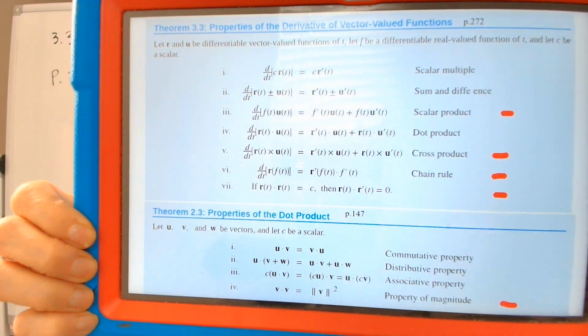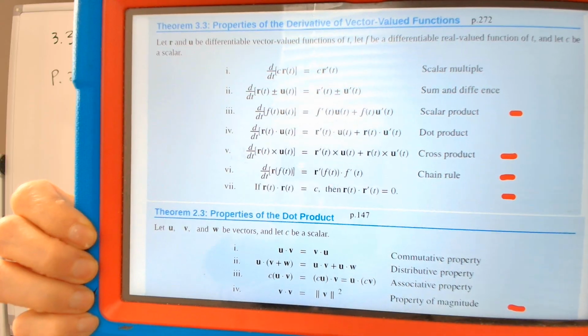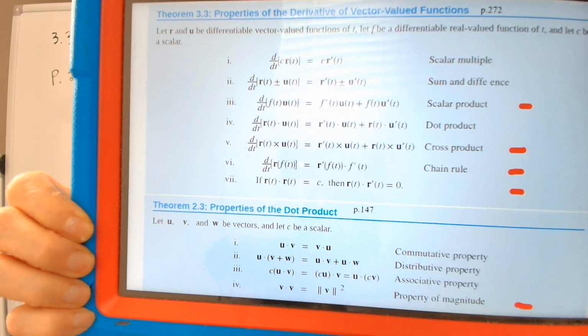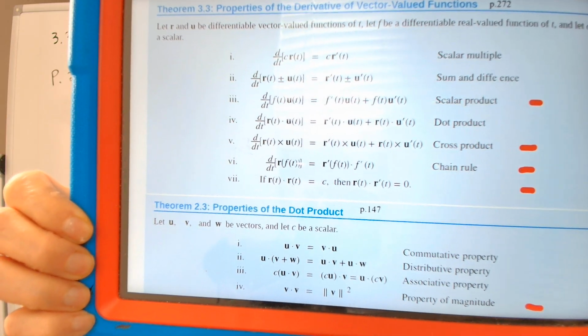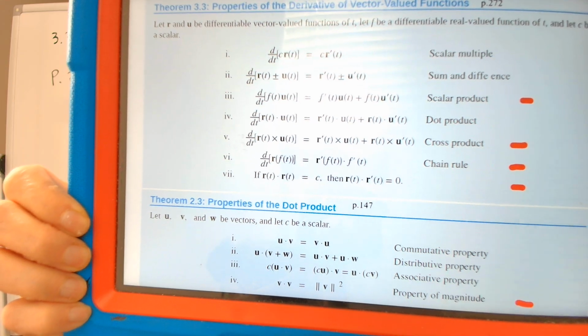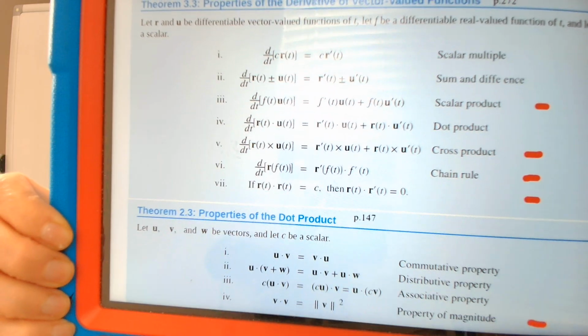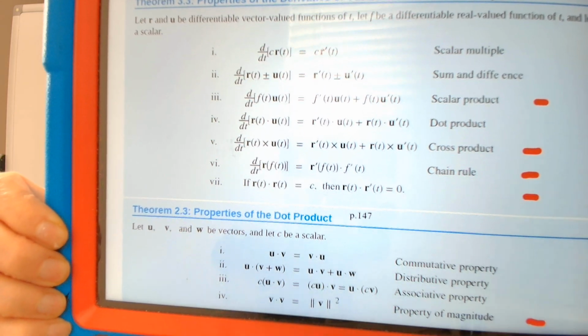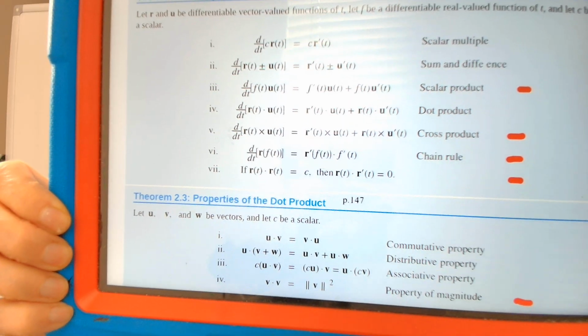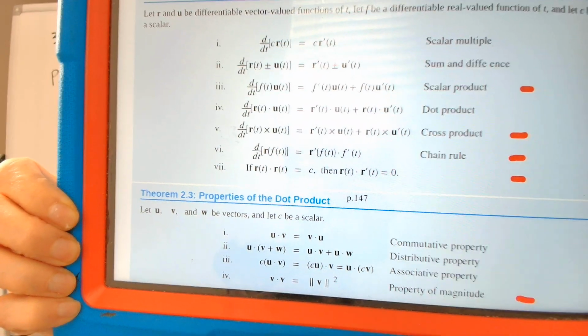Okay. Now, as you pay attention to the ones marked with red, the scalar product. The scalar product means when you take the derivative of a scalar function times a vector function, it works exactly like a regular product rule for derivatives, right? You just take the product rule like you normally do.